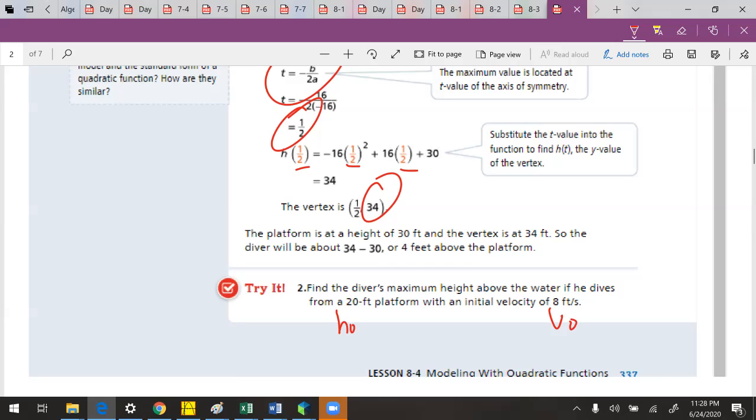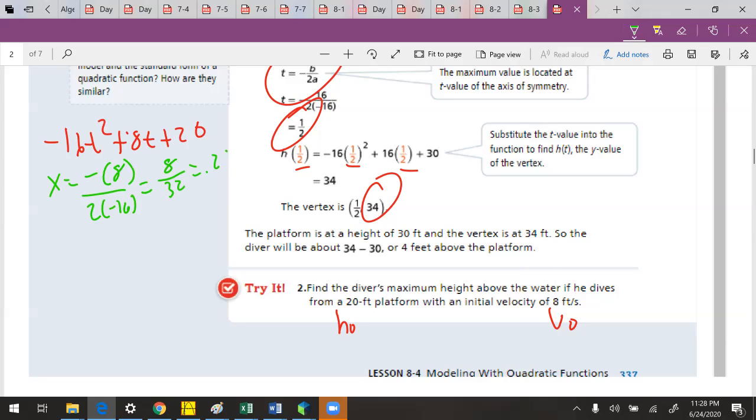Now let's find it. When we make the equation, it's negative 16t squared plus 8t, and then plus 20. Now let's find the vertex. Let's do this in a different color. x equals negative (8 over 2 times negative 16). It's going to be 8 over 32, which essentially, believe it or not, is going to be 0.25. We plug that in to find the y value of the vertex.